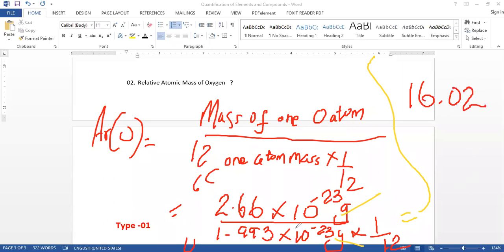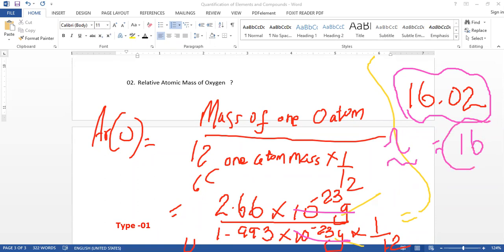The value would be 16.02. Do you want to remember this? Never. No need to remember. You don't need this division. It's very tough, but you can do it. If you are a classical mathematician, you can divide and you will get the answer 16.02. If you round it up, how much? 16. What we have found is the relative atomic mass of oxygen.